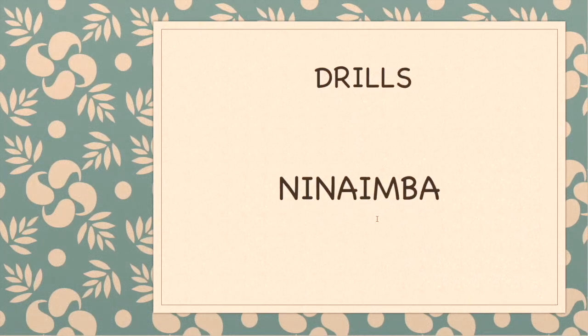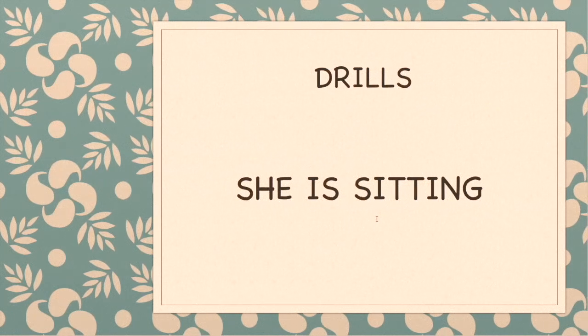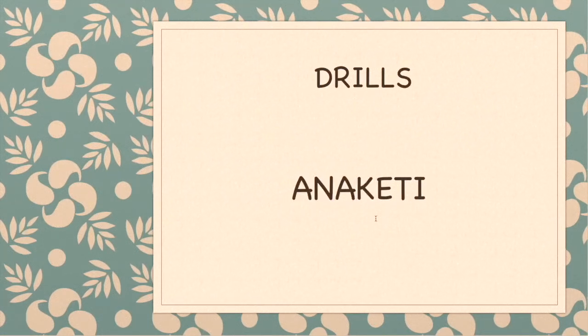Ninaimba. Did you get it? If you didn't, that's okay. Let's try another one. She is sitting. The reason I didn't give you the word is because we'd already covered it. Anaketi. So a for she, na for present tense, and keti for sitting.